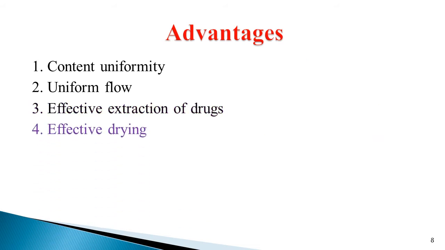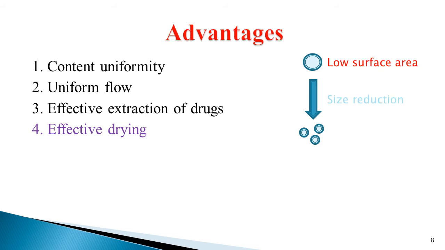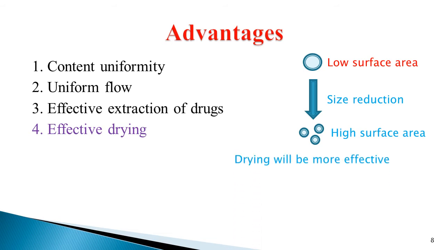Next advantage, effective drying. We know very well that the rate of drying is more for smaller particles than larger ones. Here you can see this is a larger particle which undergoes size reduction to give rise to a few smaller particles. This large particle has low surface area, and after size reduction these fine particles will have high surface area. Definitely the rate of drying will be higher for these fine particles than this larger particle. This is due to the difference in surface area.